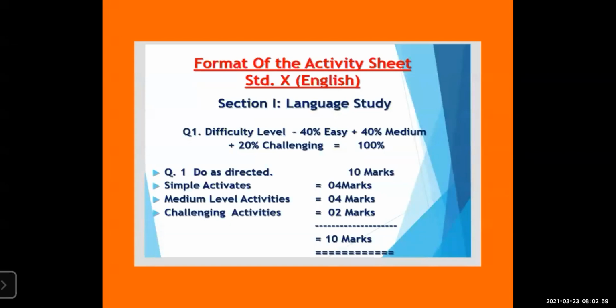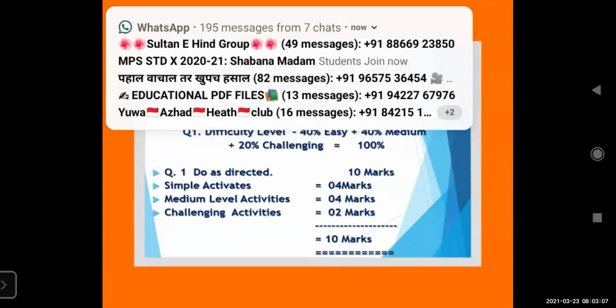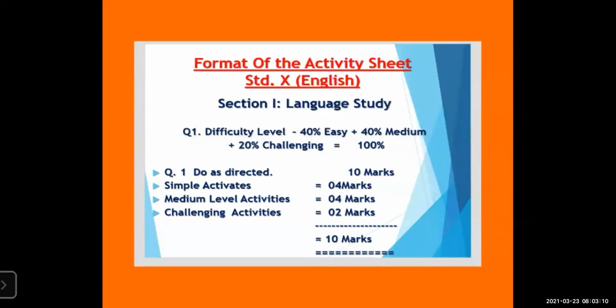You all know the question paper which is set for the 10th standard board exam. In this question paper, section 1 is on language study. Question number 1. In this question, some questions are easy and some are difficult. Difficulty level is 40% easy, 40% medium, and 20% challenging, that is 100%. In question number 1, do as directed. It is for 10 marks.